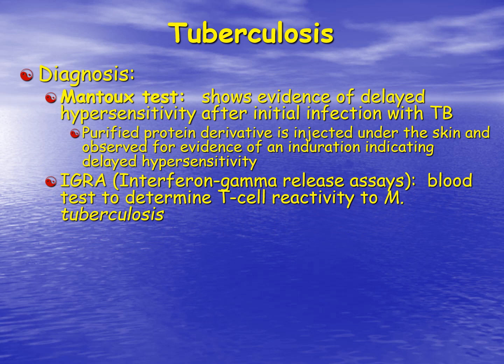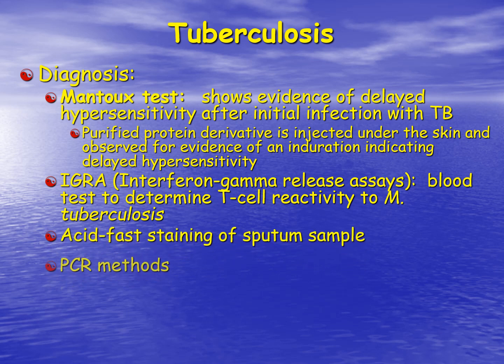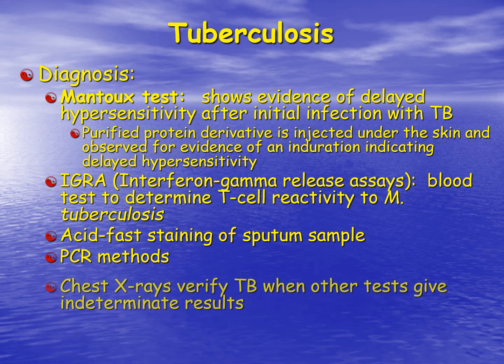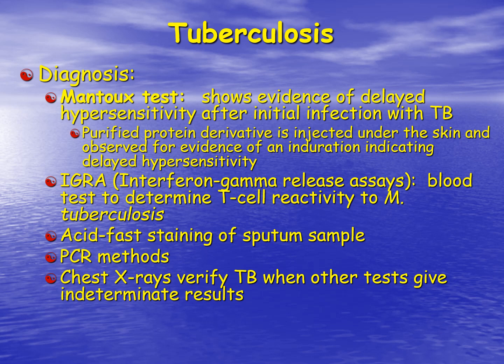We can also use the interferon gamma release assays, which is a blood test, to determine T cell reactivity to Mycobacterium tuberculosis. We can do an acid-fast staining of a sputum sample. And we now have, of course, PCR methods. Chest x-rays or chest radiographs often verify the presence of tubercular granulomas when other tests give intermediate results.